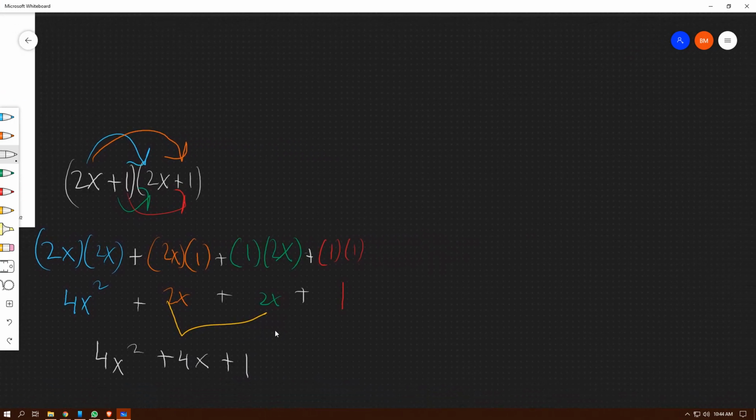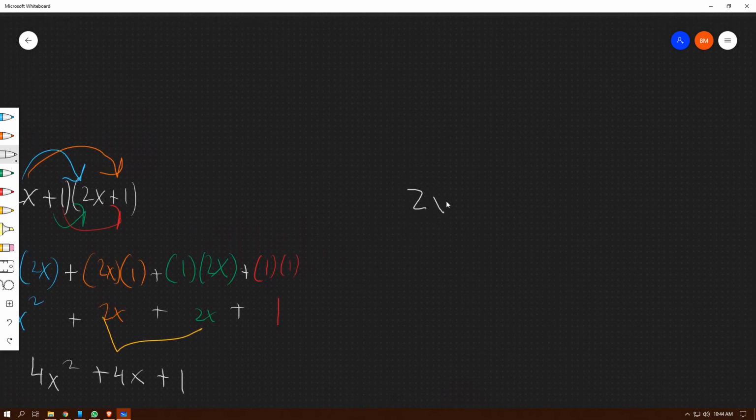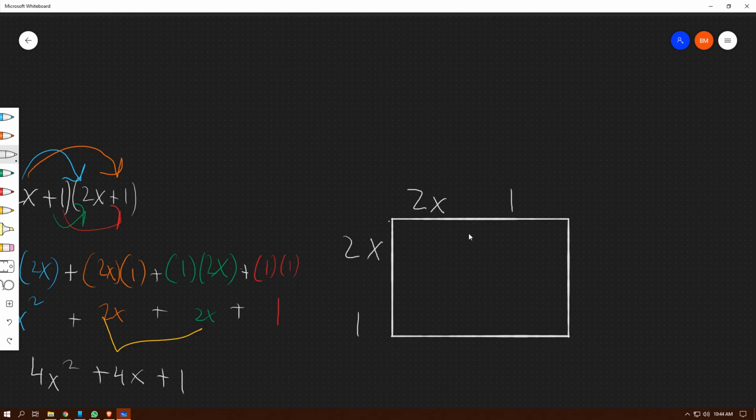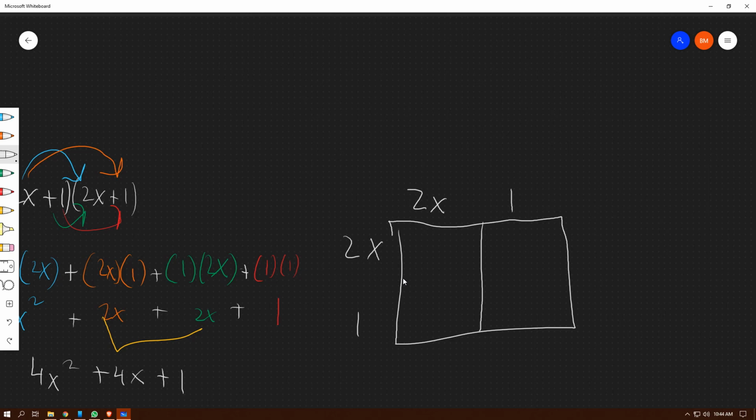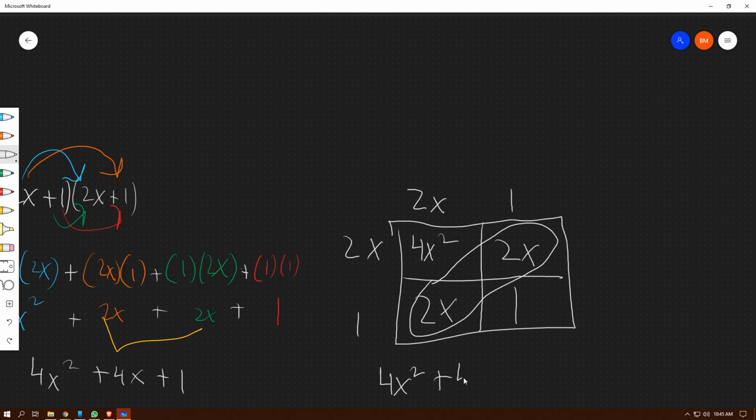All right, let's try the box method. All right, I'm going to get rid of the colors. I'm just going to go all at 1. All right, so I have 2x and 2x right here. That's 4x squared. I have 2x and 1. That's 2x, right? I'm multiplying. 2x and 1, 2x. 1 and 1 is 1. Diagonally, I have like terms. 4x squared plus 4x plus 1. Final answer, done.